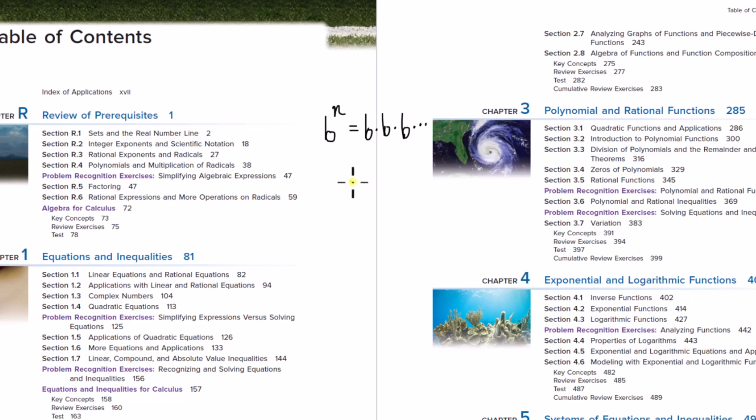But what if we wanted to look at the reverse of this, the opposite of this, in the same way that division is the opposite of multiplication, or subtraction is the opposite of addition, and vice versa? Well, once you evaluate this, you multiply b times itself n times, and you get a number, a.